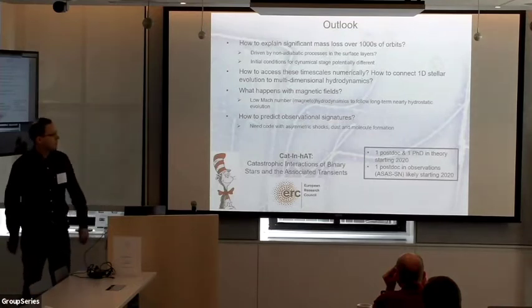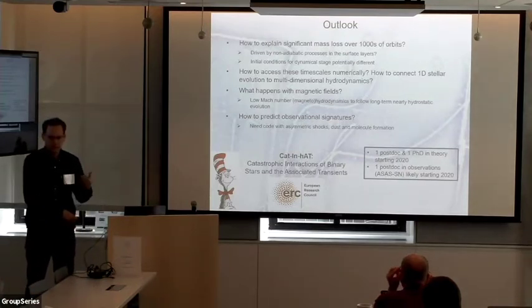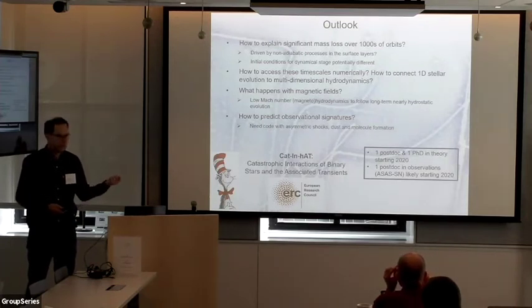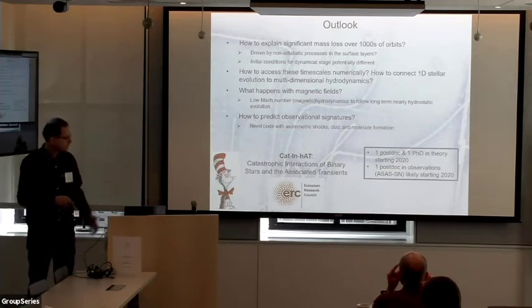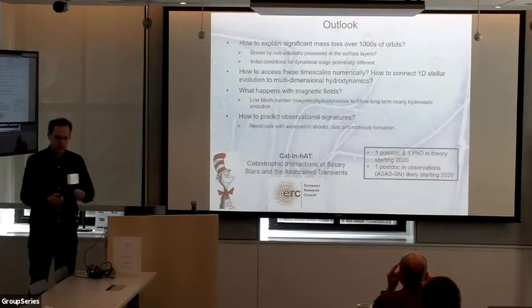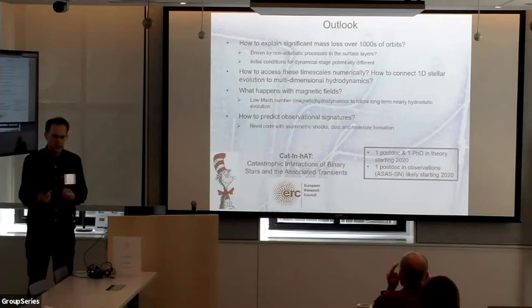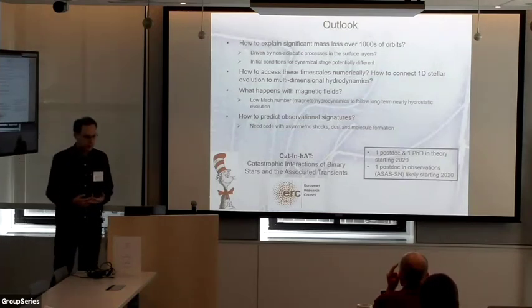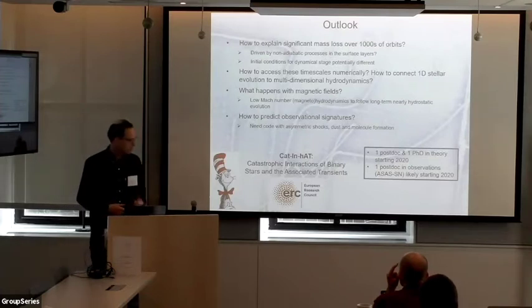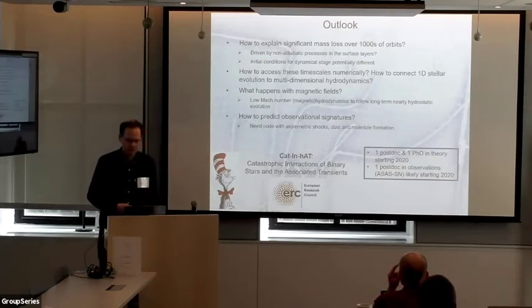And how do we connect what we know now, like 1D and fully compressible simulations, with what we see in these transients? There is, of course, the question of magnetic fields. And how do we predict, or how do we connect these simulations with what we observe, given that there are aspherical shocks, dust, and molecules? So if you or somebody you know is interested, I have three positions to look exactly into these questions starting this year. Thanks for your attention.